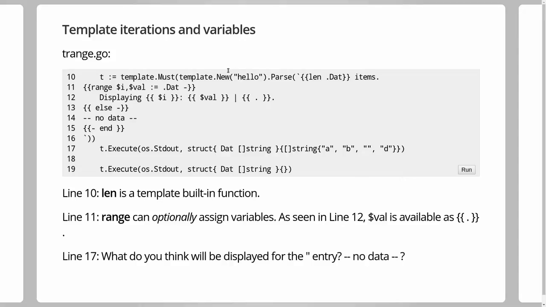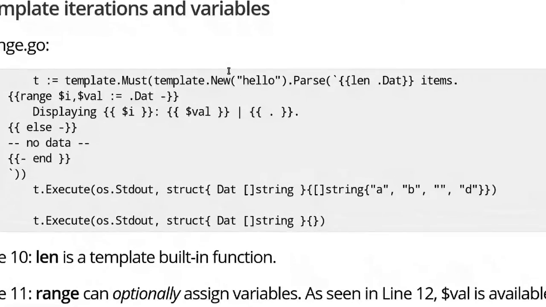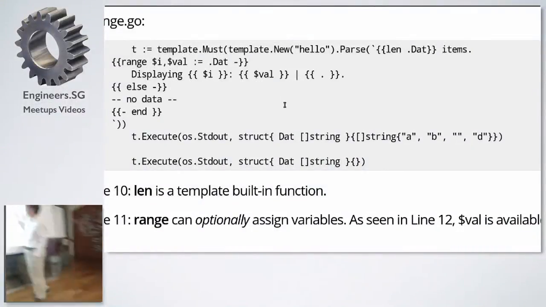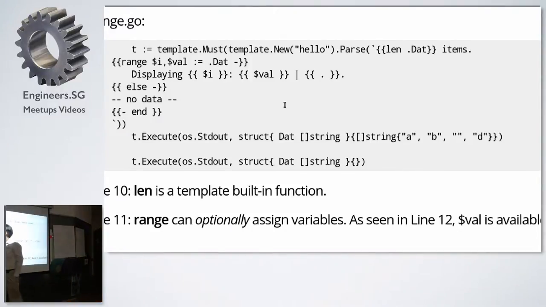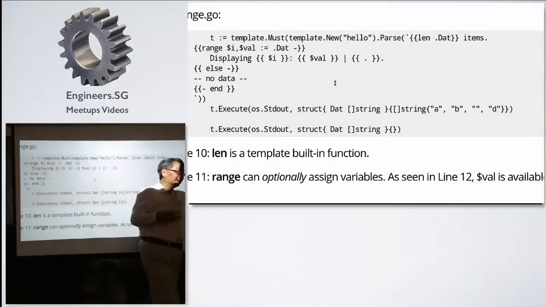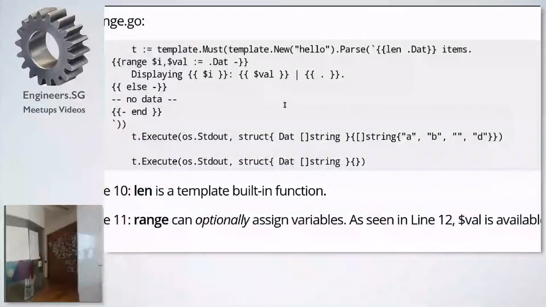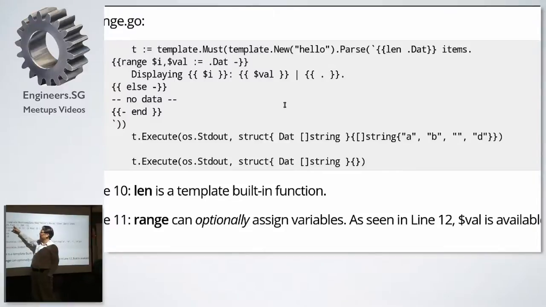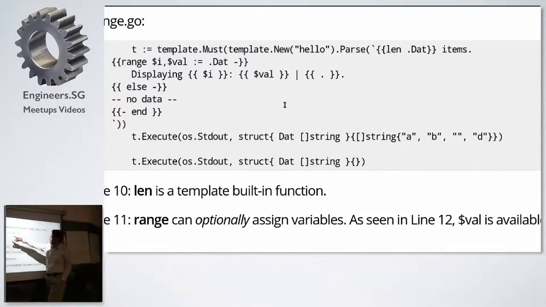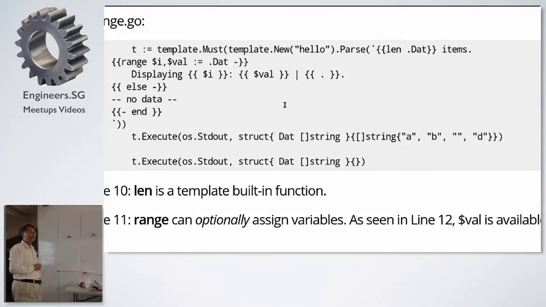It's got iterations. Let's make that back row friendly. So the fun stuff starts here. Range, dollar I, dollar value. These are template variables. These are something you define. It's a for loop. For stuff in data, assign it to the index and to the value. That's basically what it means. So that's the index, and that's the value. Dot also says the value. Dot and value are the same thing. And if there's no data to show, say no data.